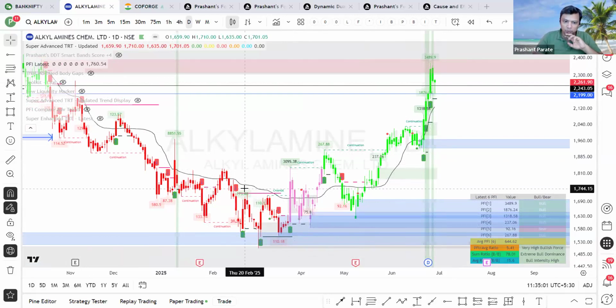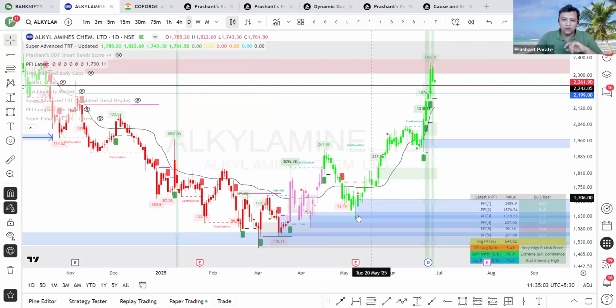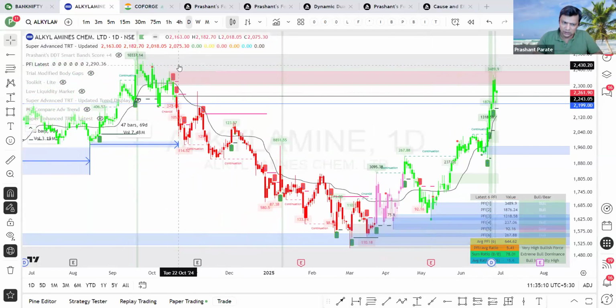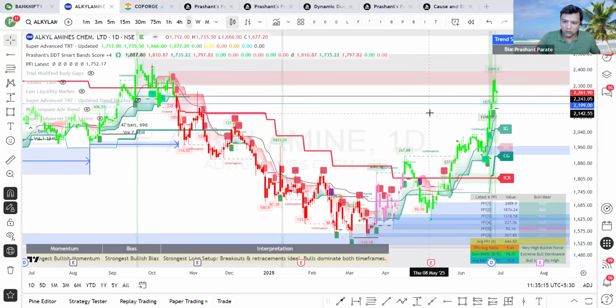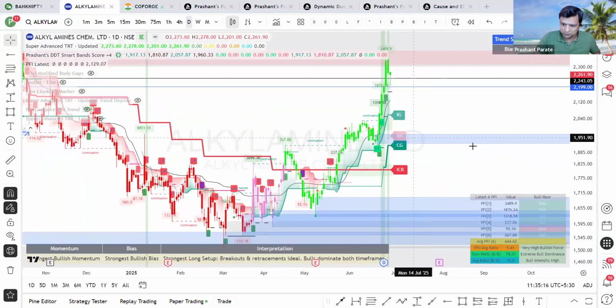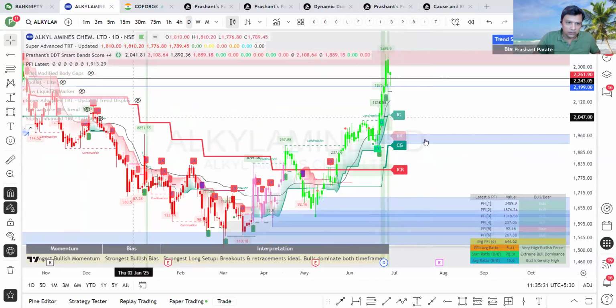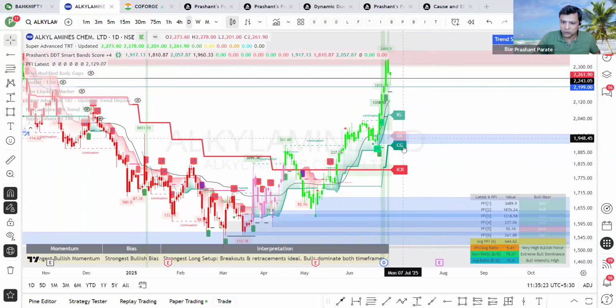So what to do now? If you have bought here already and you are in good profit, then it's a level to book profit because it is a starting point. You can do partial profit booking and keep holding. Hold the remaining position with stop loss below this. DDT Smart Band, TRT, both show this level as an important level.